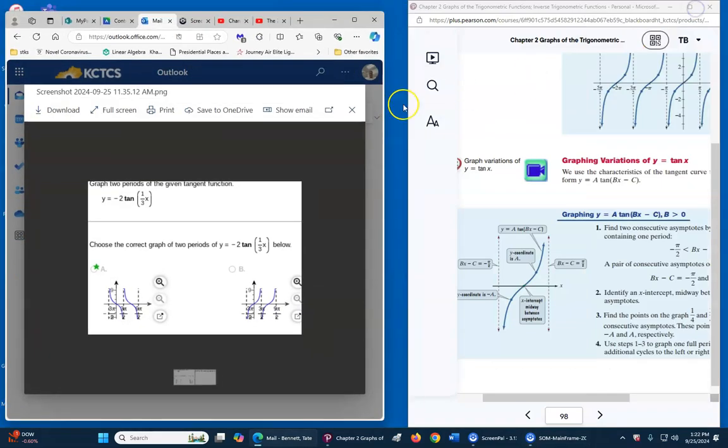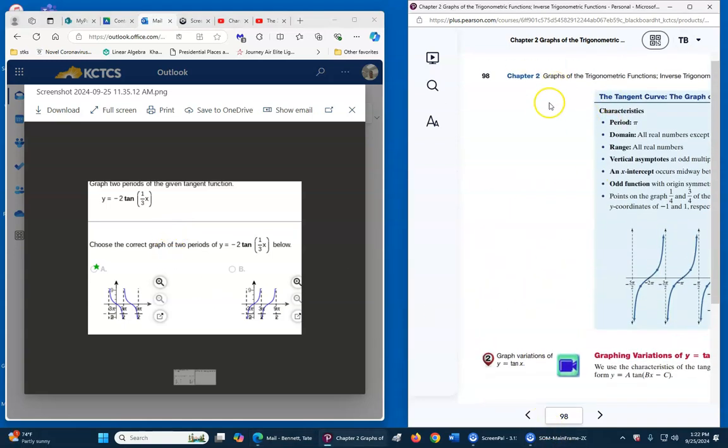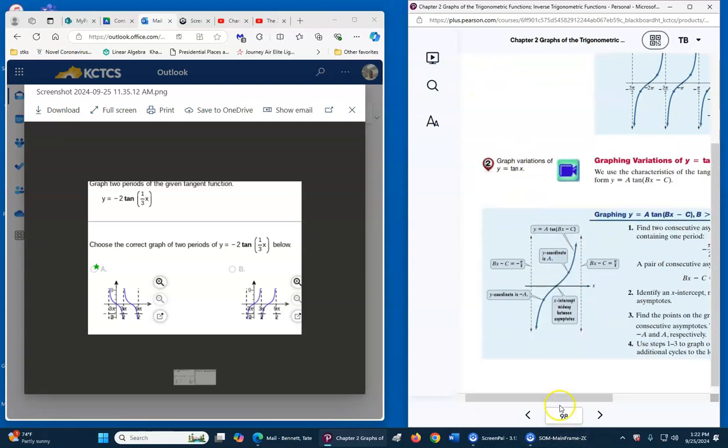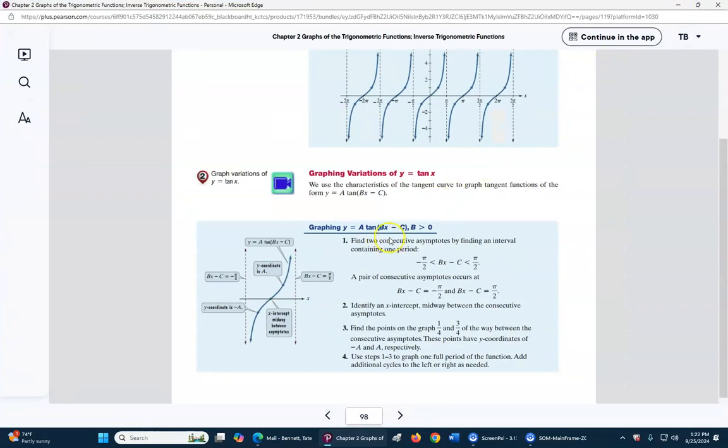And so I guess if I shrink this down, we need to look in your book. This is section 2-3, page 98 here. And I guess this box here, we'll make it larger just for a moment. This box here, graphing y equals a tan quantity bx minus c. So it talks about here how to find two consecutive periods where your asymptotes will be located. It's these things here. This is its general shape.